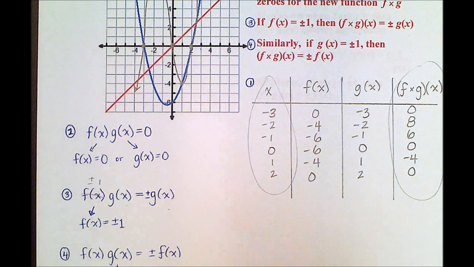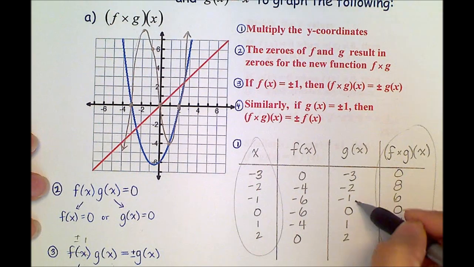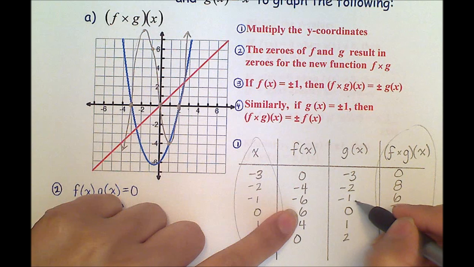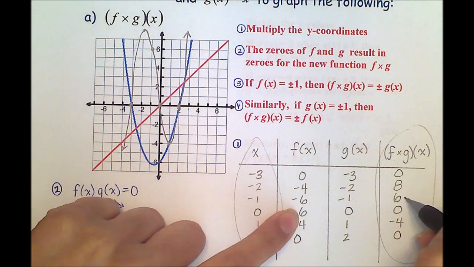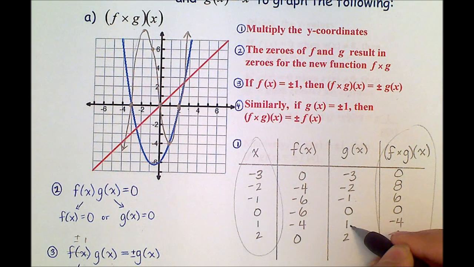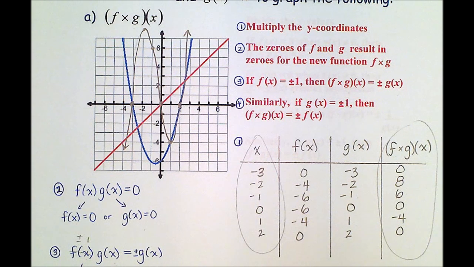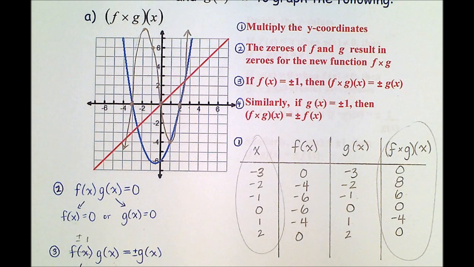And you'll see that there is a point where actually g of x is equal to negative 1. And you'll notice that if I multiply negative 1 times negative 6, I get positive 6. So I get the same value but opposite sign there. And then here where it's equal to just 1, I multiply these two and then it gives me the exact same value. So if at any point in time one of your functions is equal to 1 or negative 1, the corresponding product function will have the y-coordinate equal to the other function's y-coordinate. I hope that made sense.